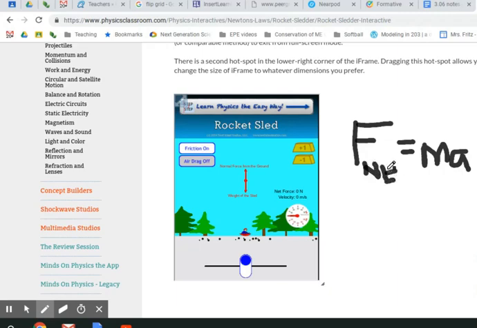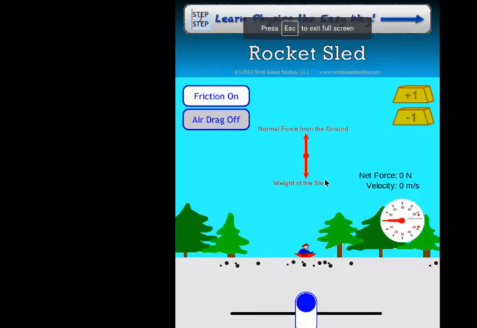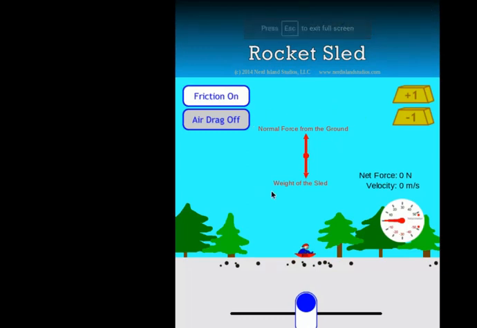So through that, we're going to take a look at what happens if the acceleration is positive, what happens if it's negative, what happens if it's zero, and how that connects to F net. So let's get back to this. We're going to take a look at this rocket sled. So you can see that they have a free body diagram up here. There's some friction, but we turned off drag.